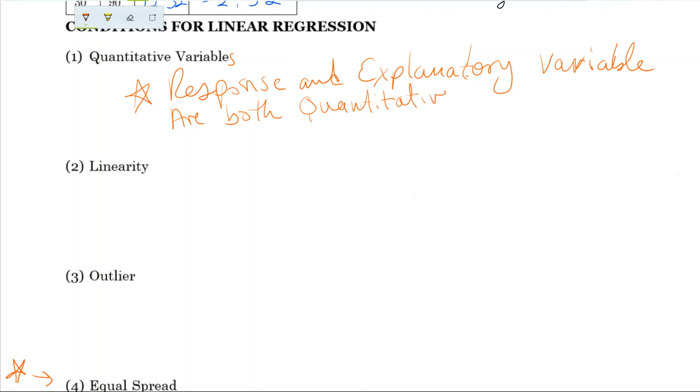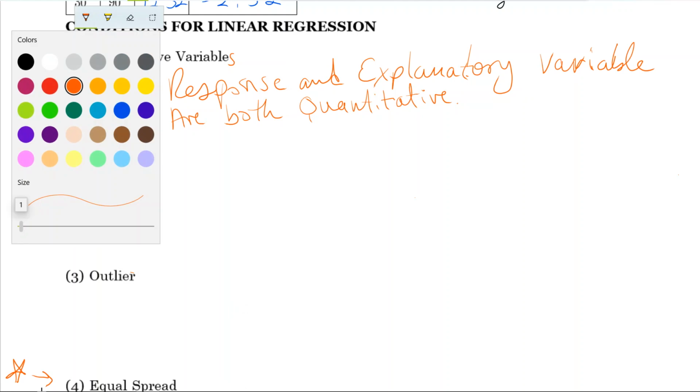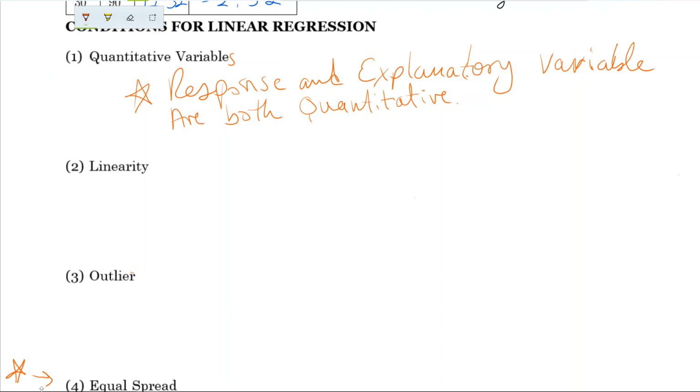And just as a little reminder, the end-all be-all to whether or not you have something quantitative is, does it have units? It must have units to be able to be quantitative. I'm going to try making my pen just a little thicker because this thinner line is just a little too thin. The next thing up is linearity. That means that when I look at the scatter plot, it looks linear.